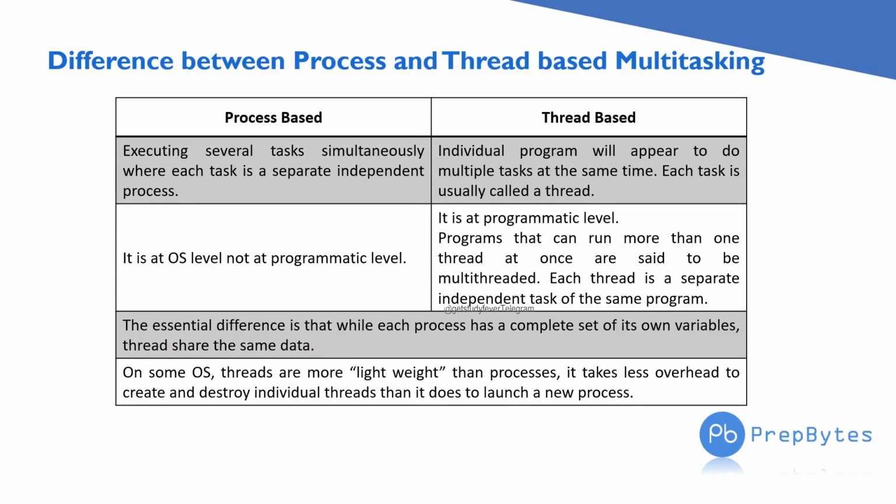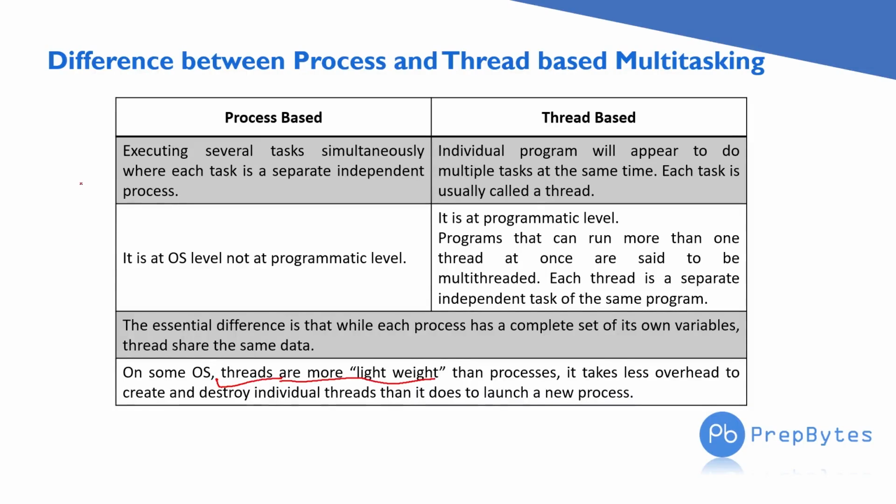Now on some OS, threads are more lightweight than processes. It takes less overhead to create and destroy an individual thread than it does to launch a new process. Correct? I think you have read this line before somewhere, that threads are more lightweight. They run on the same memory that is allocated to the program itself, so no new memory needs to be allocated to them. Some of the data is shared and some data is not shared. We will see this afterwards.